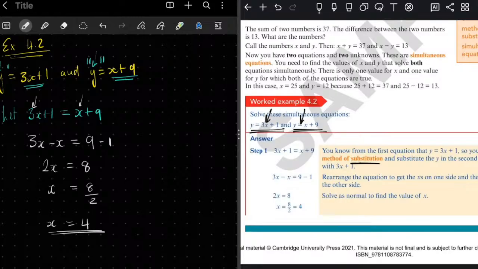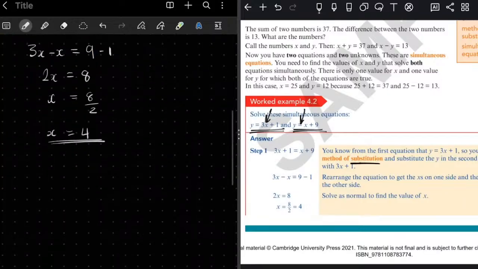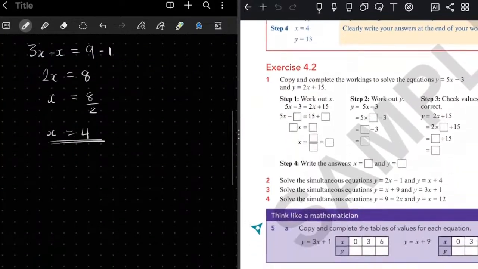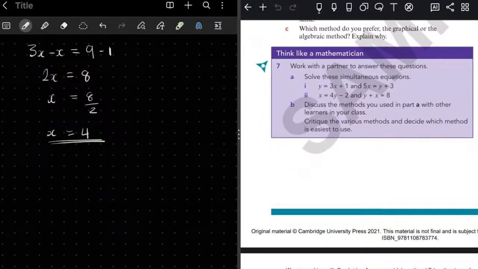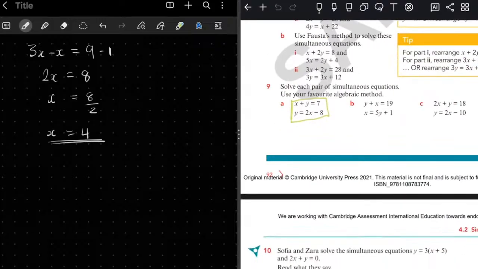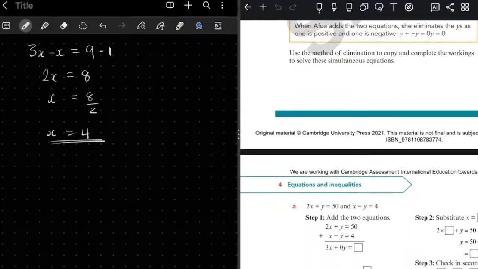Are we together? What is x? Good. Let's go for the other one. What is the rule? Make sure it's written in terms of x, right? Then you make them equal to each other.